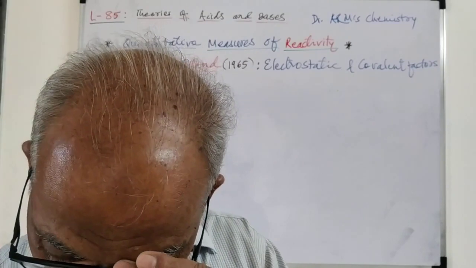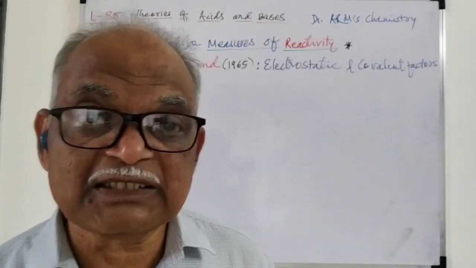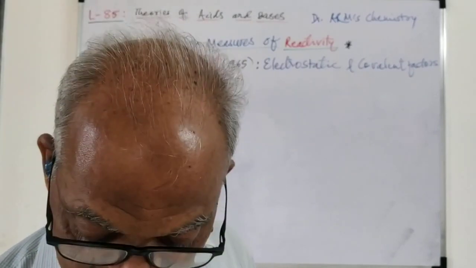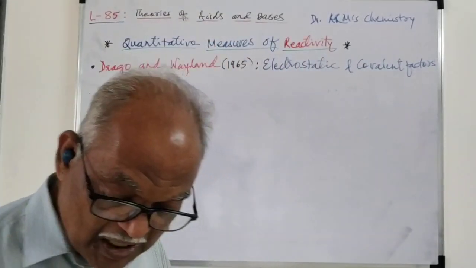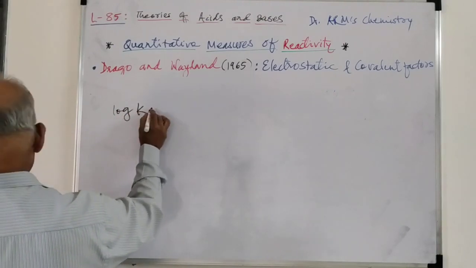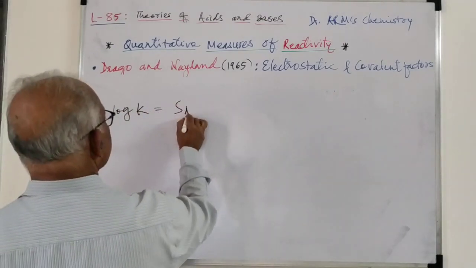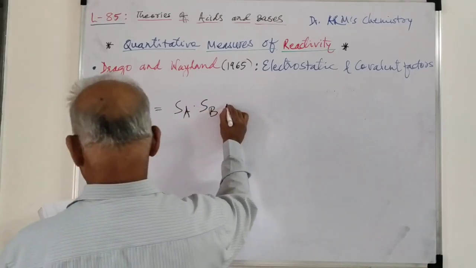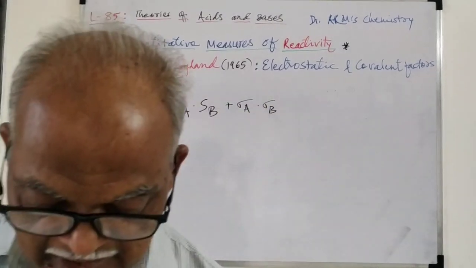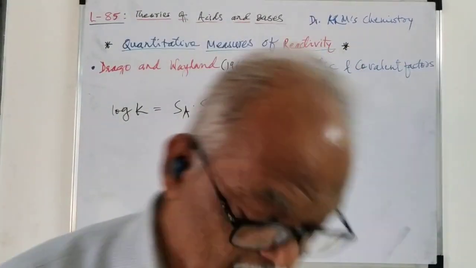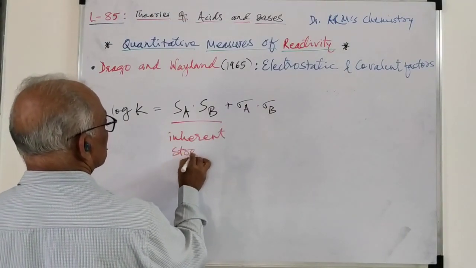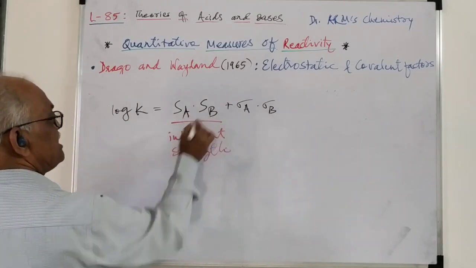So enthalpy change is an important factor here. Again, the Pearson concept emphasized the covalent factors. As a result, he gave this equation where the covalent factor is more important: log K, that is the equilibrium constant, equals SA into SB plus sigma A into sigma B. Here SA explains the inherent strength of acid A and base B.